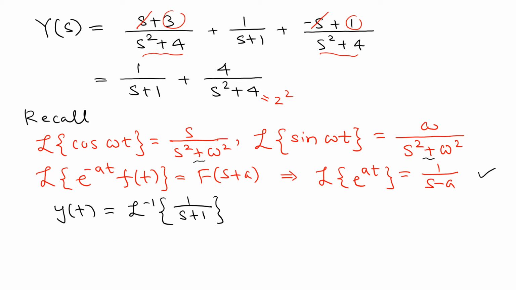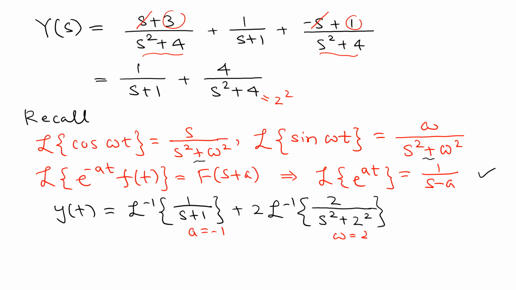And for the second term, you can see that omega equals 2, because 4 equals 2 squared. So what we do, we pull a 1/2 out and we put a 2 inside and write it like this. Now you can see that they are in the right format. For the first one, you can see that a equals 1. And for the second one, you can see that omega equals 2.